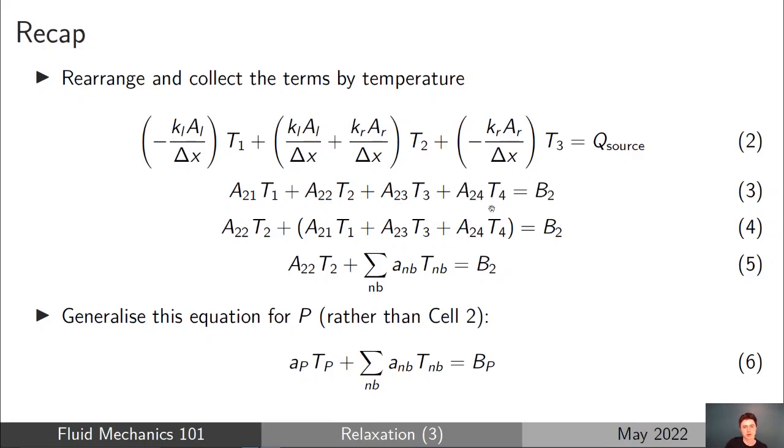And we can use the same trick that we used in part 2, where we isolate that diagonal term. So the term involving T2, which has got the Ka over delta X and Ka over delta X there, I'm going to call that A22 multiplied by T2, because we're looking at cell number 2. Then we collect all of the other temperature terms together, the T1, the T3, the T4, and combine those with the summation notation, just for conciseness, in the same way that we did for part 2. And we can generalize this equation by replacing cell 2 with cell P, where P is a general cell in a CFD mesh.